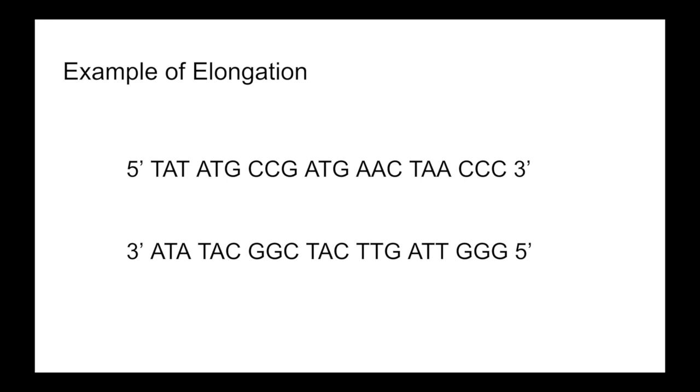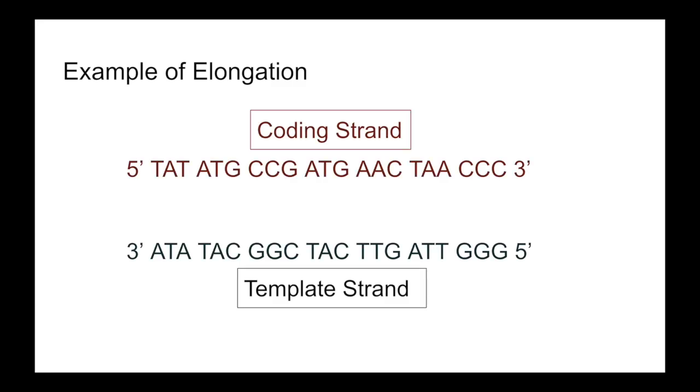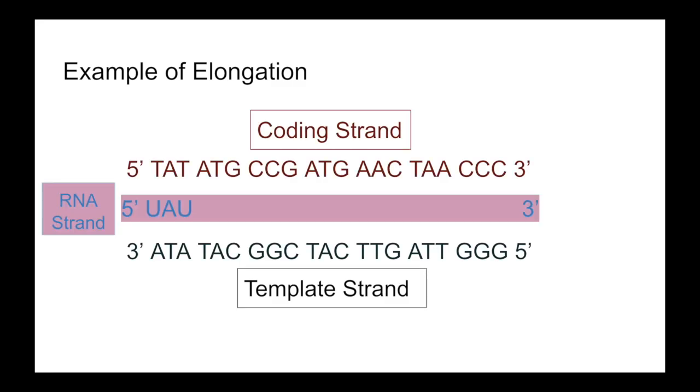Example of elongation. Using the strand that Mr. Park gave us, we can use it as an example of elongation. Here we have our coding strand and our template strand. From that, we can start building our single-stranded RNA molecule using the complementary base pairings of the template strand we have in our single-stranded RNA molecule.